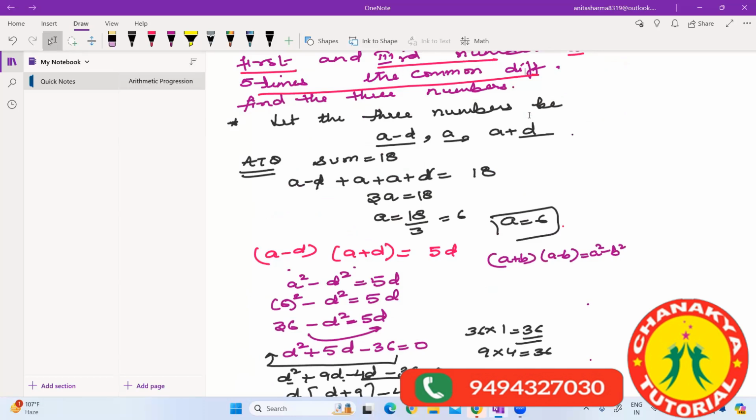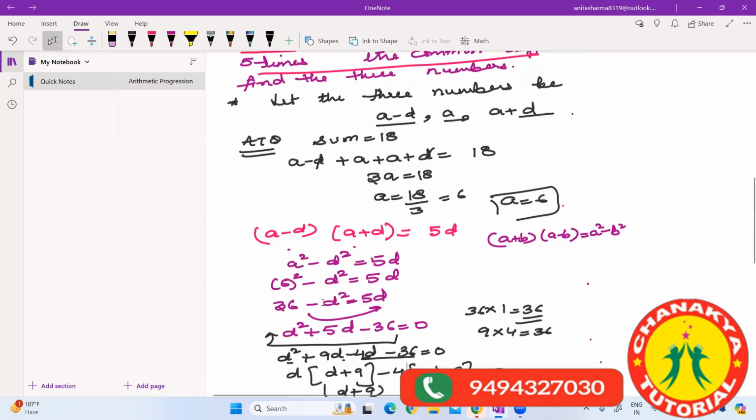Yes, ma'am. We have taken the common difference as D. We are taking 3 numbers, so with common difference D, we can suppose the numbers like this. Because when we add them, you will subtract D and add D and you will get the solution in terms of A only. Right? Okay. Let me proceed to the next question.